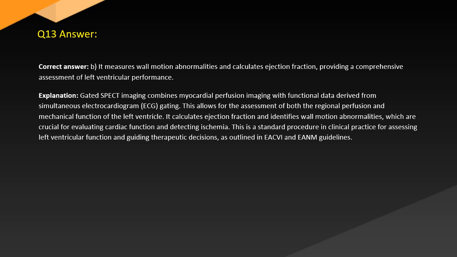Answer. Correct answer. B. It measures wall motion abnormalities and calculates ejection fraction, providing a comprehensive assessment of left ventricular performance. Explanation. Gated SPECT imaging combines myocardial perfusion imaging with functional data derived from simultaneous electrocardiogram (ECG) gating. This allows for the assessment of both the regional perfusion and mechanical function of the left ventricle. It calculates ejection fraction and identifies wall motion abnormalities, which are crucial for evaluating cardiac function and detecting ischemia. This is a standard procedure in clinical practice for assessing left ventricular function and guiding therapeutic decisions, as outlined in EACVI and EANM guidelines.